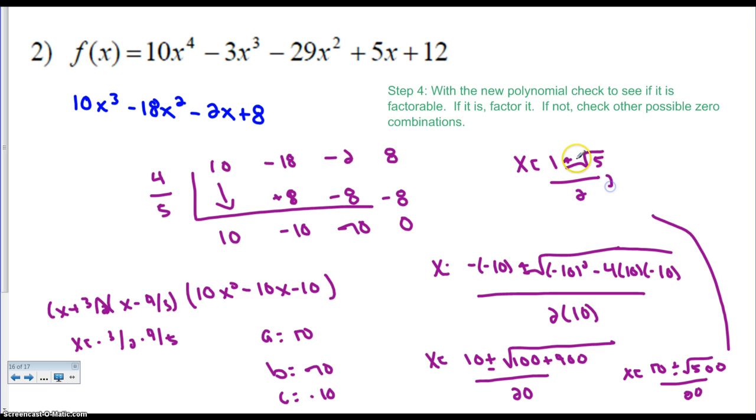So I have 2 zeros there, and then I have negative 3/2 and positive 4/5 to be my zeros.